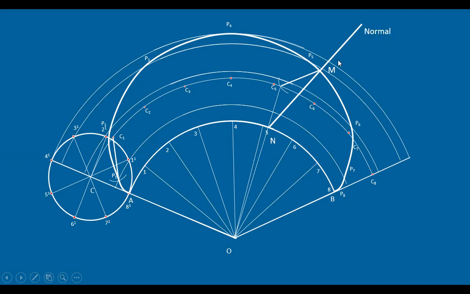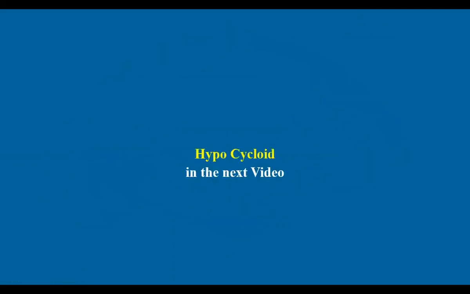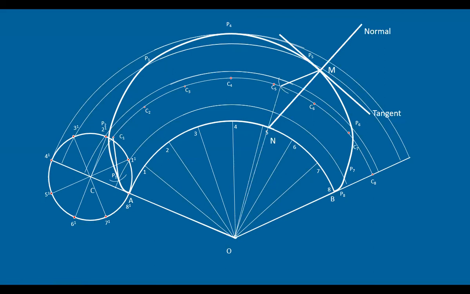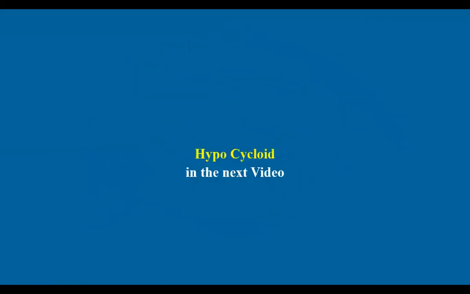Draw a perpendicular line to this normal passing through M. You get a tangent, right? So you got the tangent and normal. Like this, we will be drawing the epicycloid and finding the tangent and normal. So in the next video, we are going to see the hypocycloid.